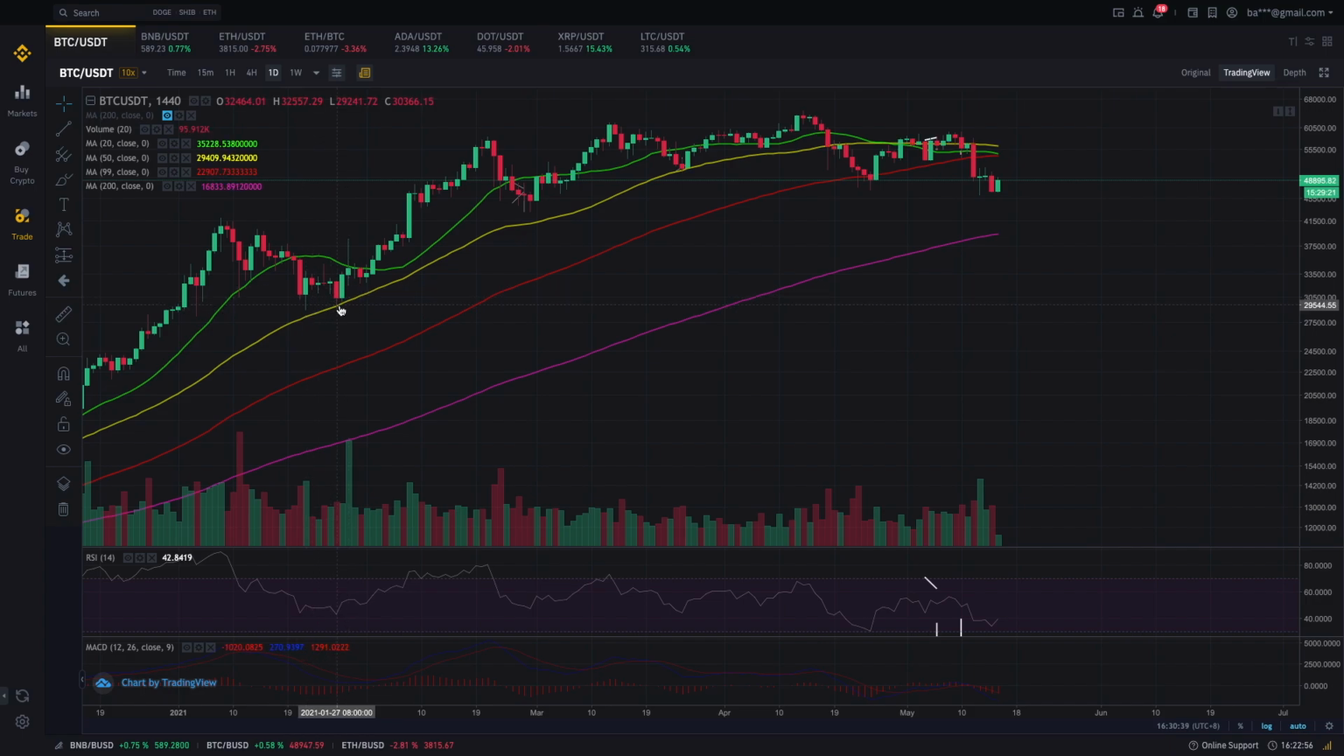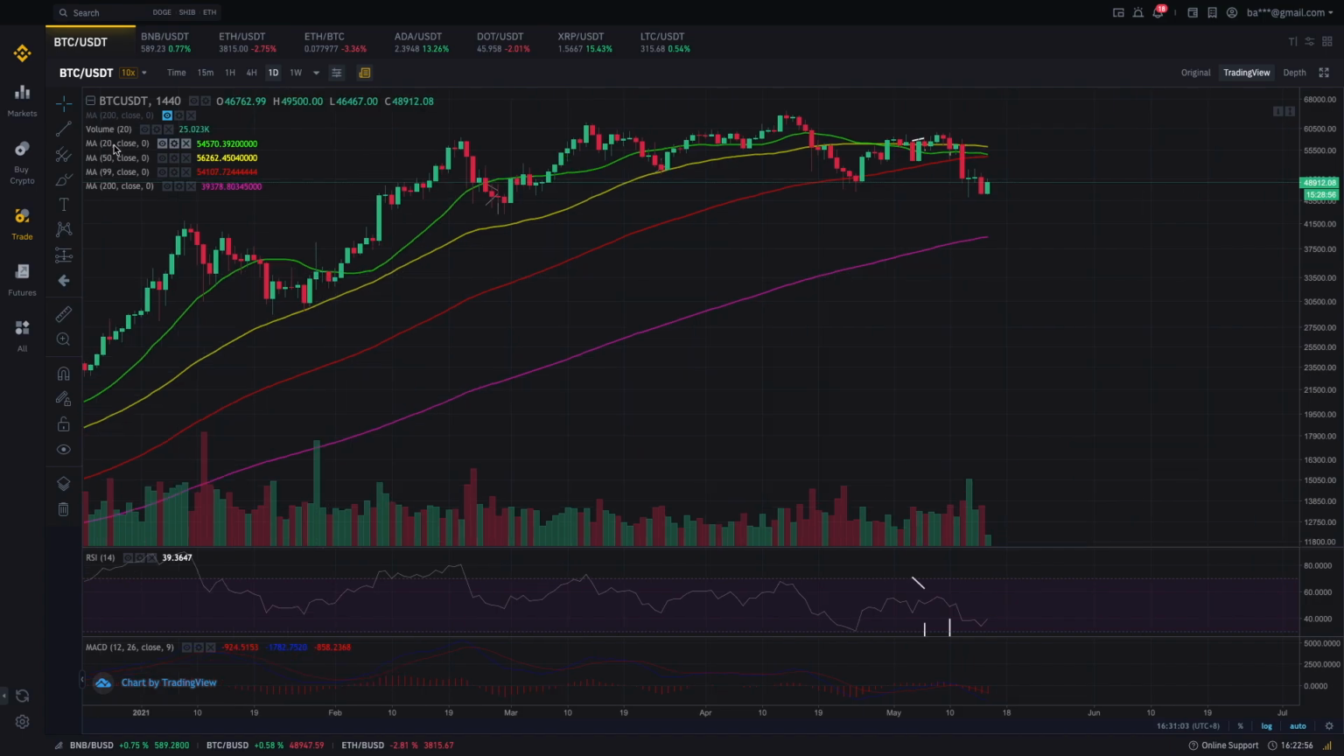Makikita mo na, dyan tayo nagba-bounce. We have here a bounce, another bounce. Dito din nag-bounce tayo. And yeah, nagiging support ang ating 50-day moving average. And in times, ang 20-day moving average natin ay nagiging support for the very short term. Pero pag nag-break natin siya, yun yung time na nagiging resistance natin siya. So mapapansin nyo na itong 20 and 50-day moving average ay nagiging mahalaga sa ating short and mid-term trading.